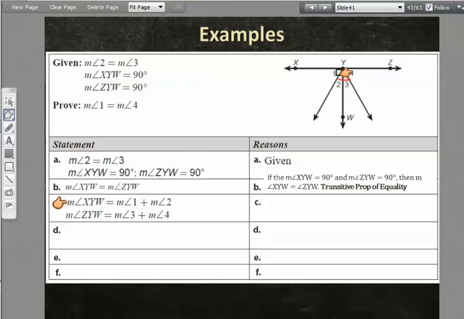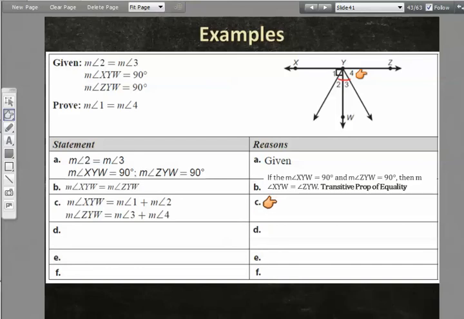Okay? So we're going to look at this picture up here, because this picture is what's helping me decide all this. All right? I can say, well, the measure of angle XYW equals the measure of angle 1 plus the measure of angle 2. Okay? Common sense stuff. And the measure of angle ZYW equals the measure of angle 3 and 4. Okay? That's pretty common sense too.